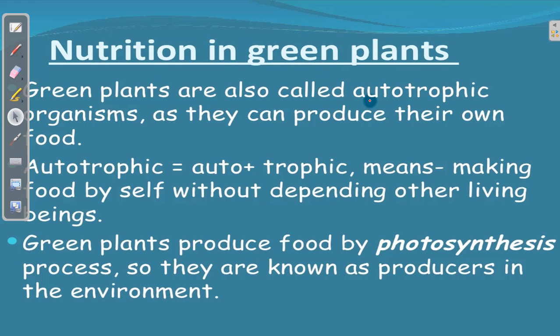Nutrition in plants is said to be autotrophic nutrition. Why? Because they can prepare their own food, as we discussed in the last session. Auto means self and trophic means food or nourishment, so making food without depending on others is said to be autotrophic. Now the question is, plants are making food by themselves, but how? They make food by the process of photosynthesis.